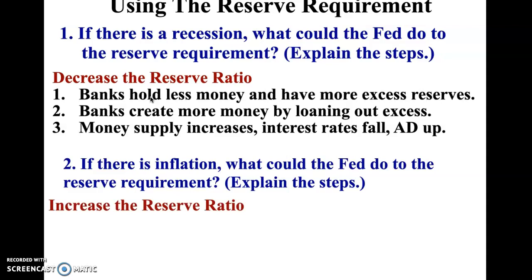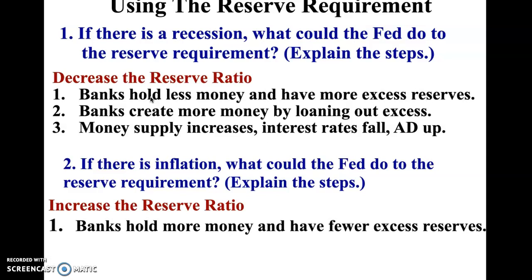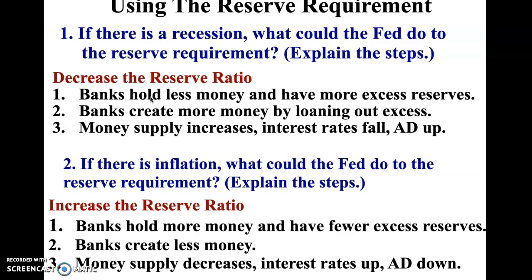Okay, if they want to increase the reserve ratio or do some sort of contractionary policy, right? They would hold more money and fewer excess reserves, create less money, which would then decrease aggregate demand by interest rates increasing. Okay, so remember how it impacts interest rates, how it impacts aggregate demand. You need to know those steps, right? So increasing the reserve ratio would eventually increase interest rates, which would decrease aggregate demand.